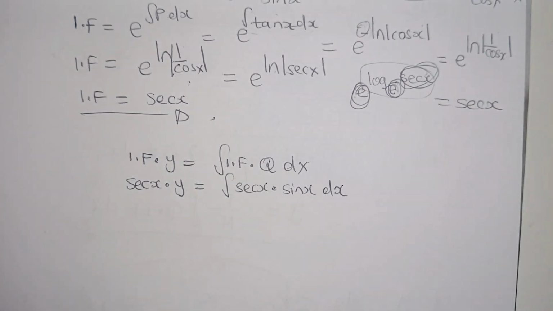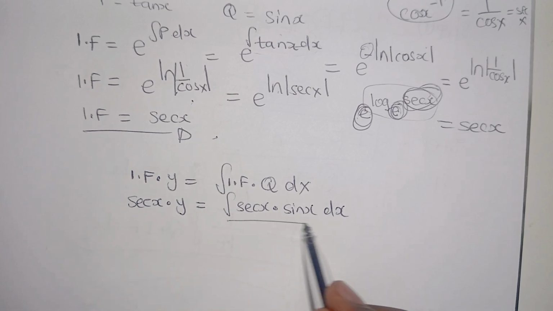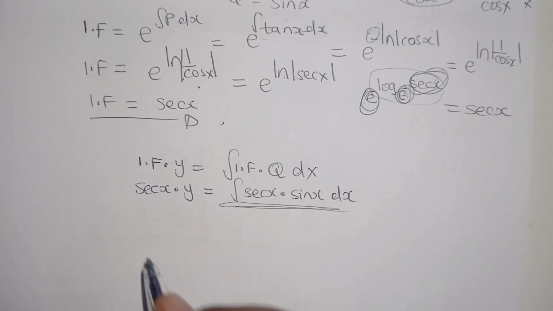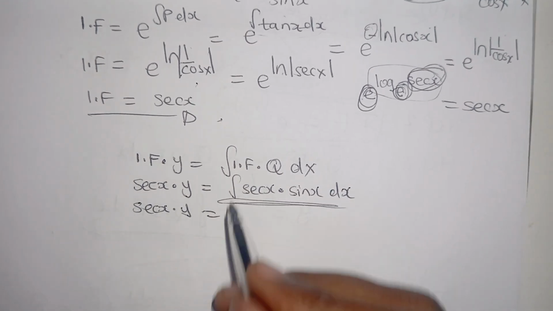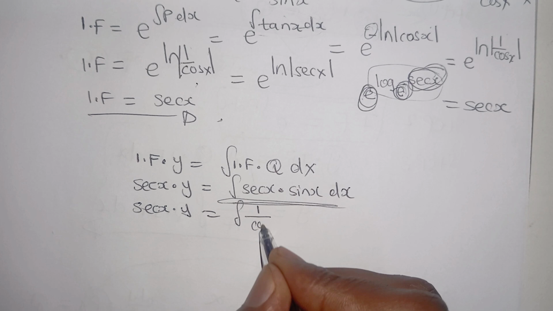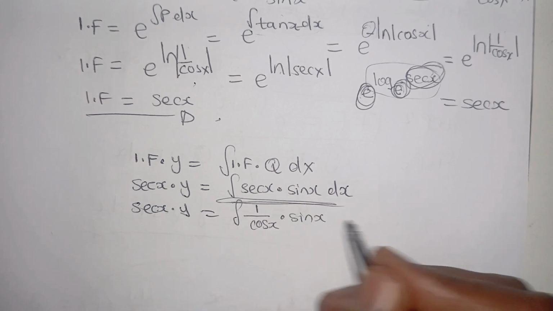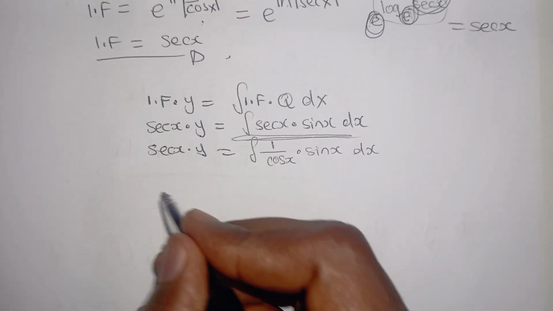When we have a question like this, we must relax a bit, take a deep breath and understand. So now here we have to integrate this, right? So first things first, let us play with maths. We must not be fast. Let us change this now. It will be 1 over cos x, then sin x dx.